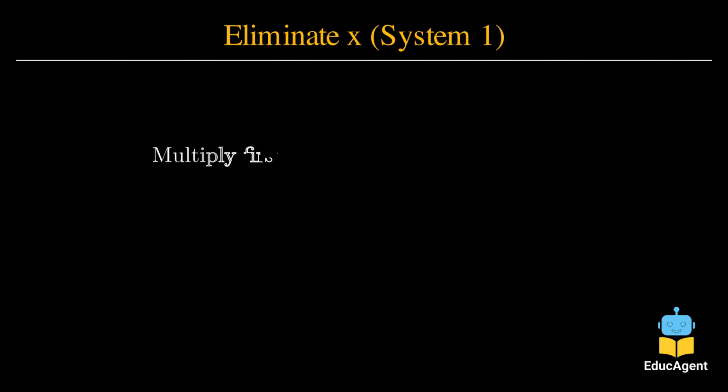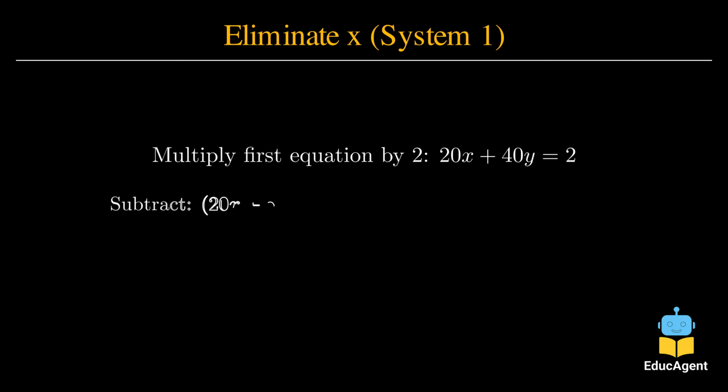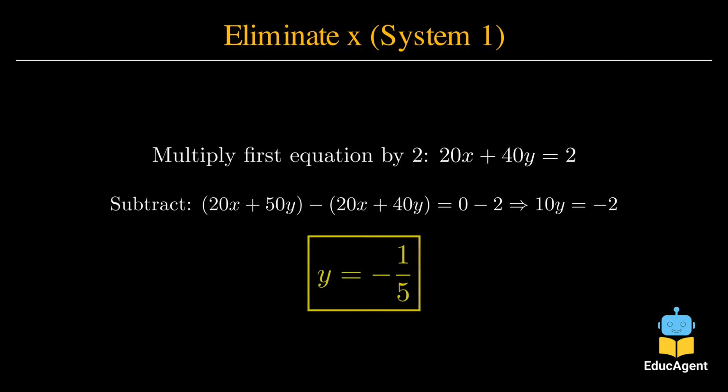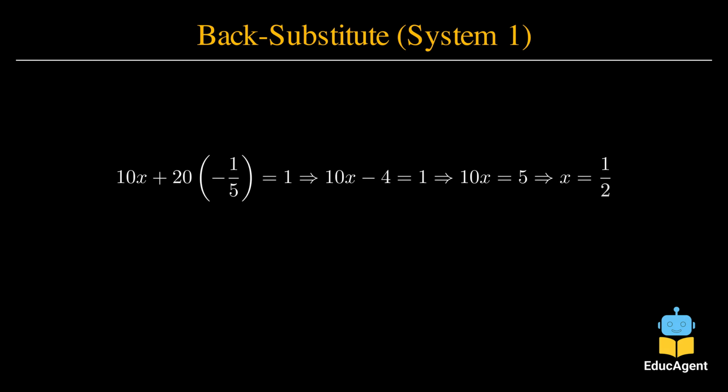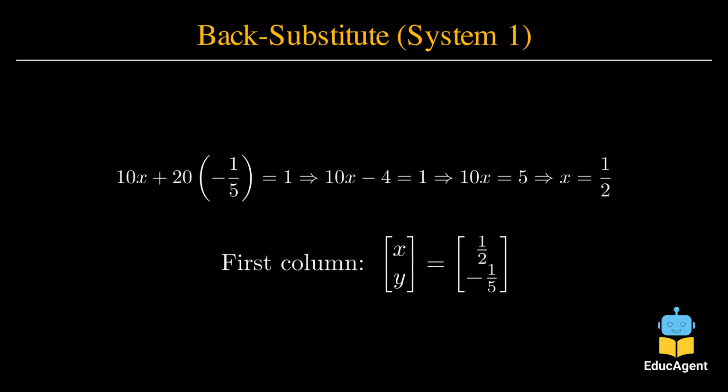We scale the first equation, so the x coefficients match. Subtraction eliminates x completely. So y equals -1/5. Plug y into the first equation to finish solving for x. This solution becomes the first column of A inverse.